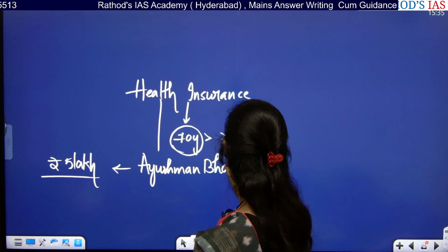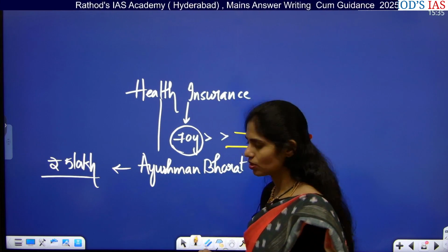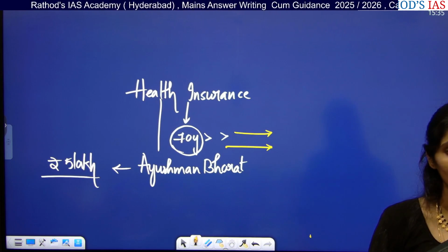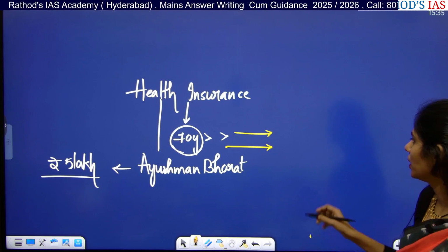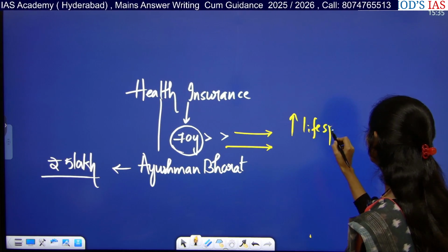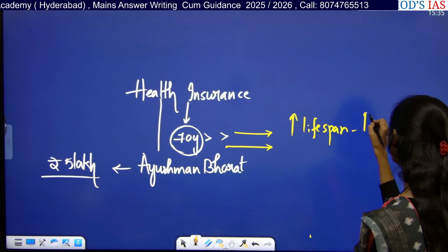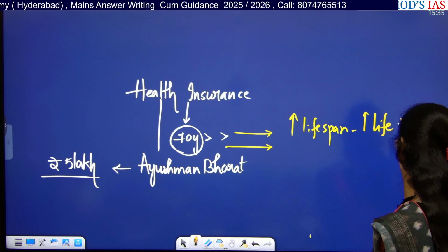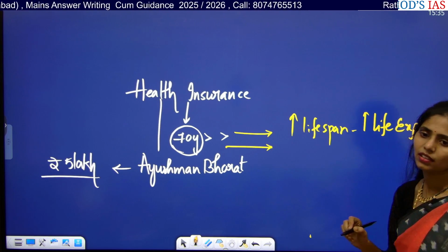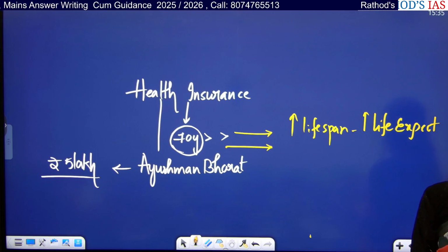So what happens if they are getting more insurance or getting access to this health care? What will be the advantage? Yes, very good. We can increase lifespan. Overall, in our country, we can increase life expectancy. Next. Come on, think and tell me what will happen.